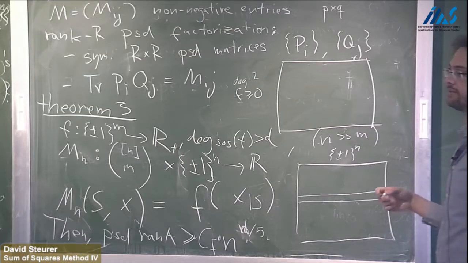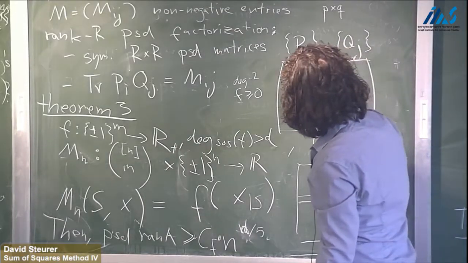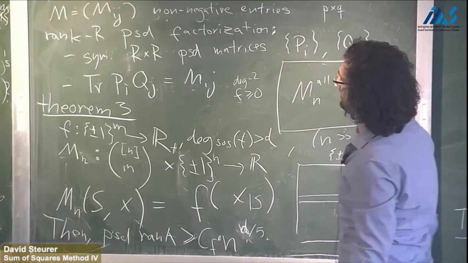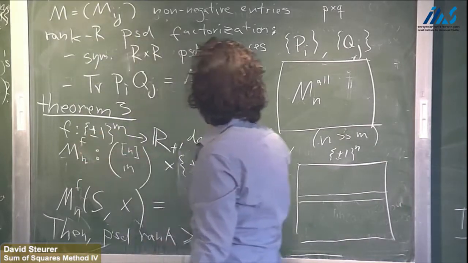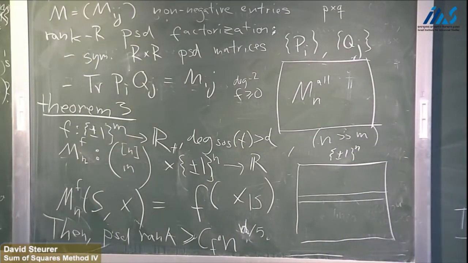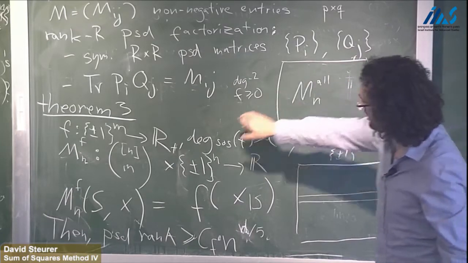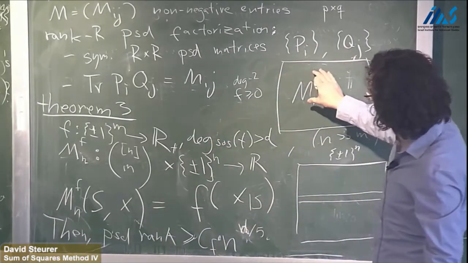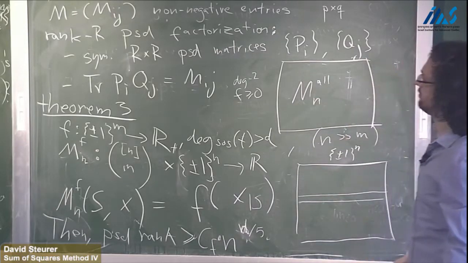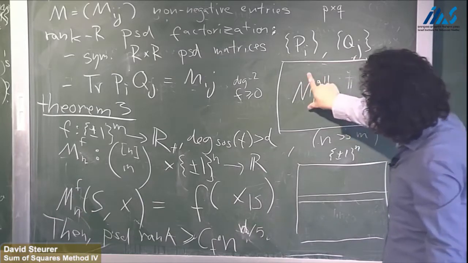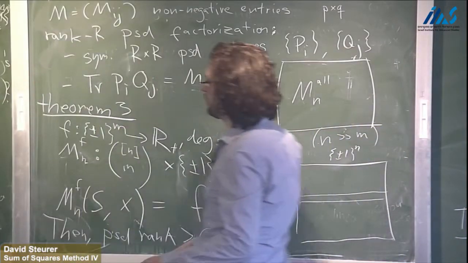So we need to have a name for this upper square. Let's call this M sub n all. And maybe we can call this M sub n little f, because it's for a particular function f. Clearly the PSD rank of this matrix, because it contains this guy, can only be larger. If this guy has large PSD rank, it implies that there can't be a low-dimensional subspace.